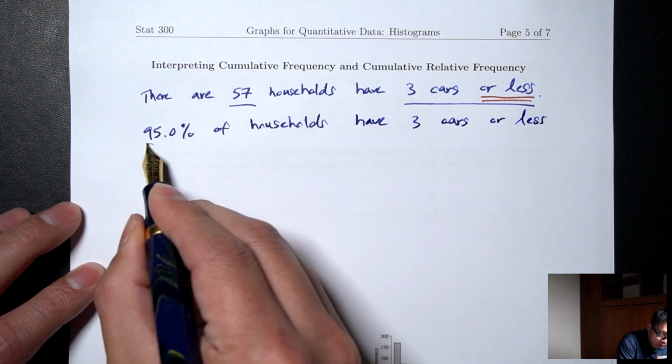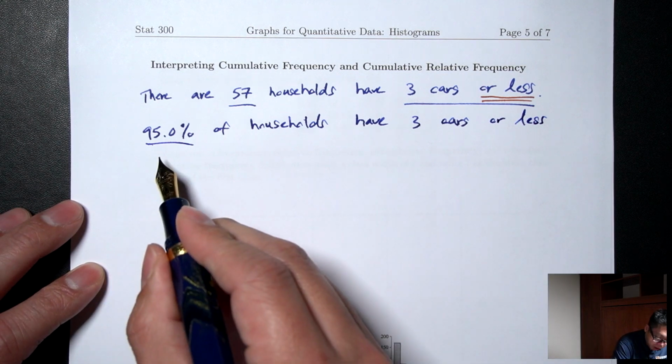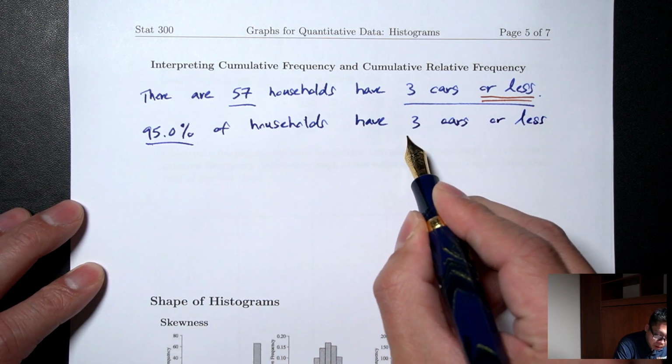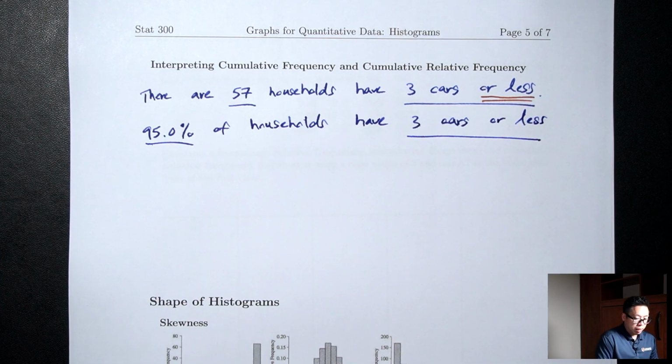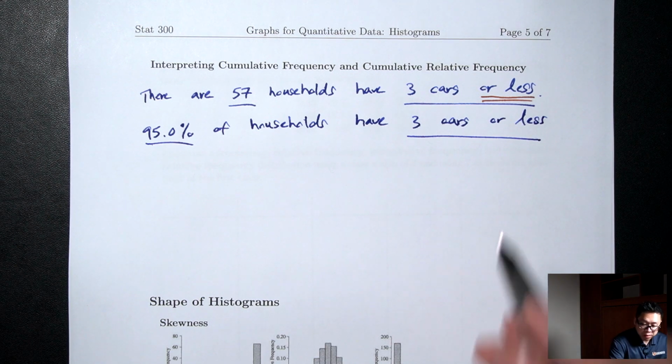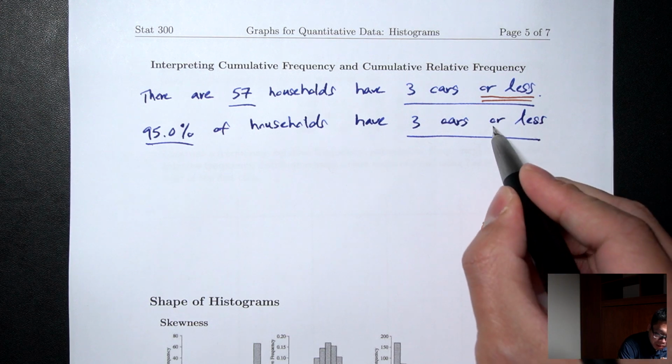Okay, I'm looking for you to convert to percent. And then what's special about this 95%? They have 3 cars or less. And once again, anytime you're interpreting anything that involves the word cumulative, you should always include the phrase "or less."